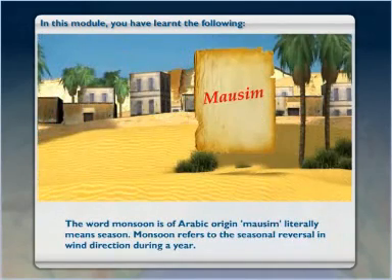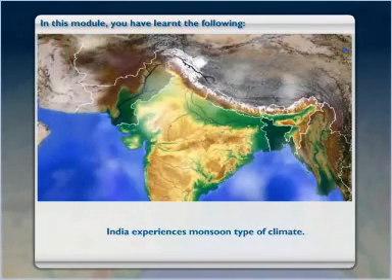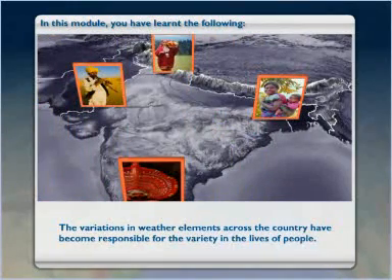The word monsoon is of Arabic origin. Mausim literally means season. Monsoon refers to the seasonal reversal in wind direction during a year. India experiences monsoon type of climate. The variations in weather elements across the country have become responsible for the variety in the lives of people.